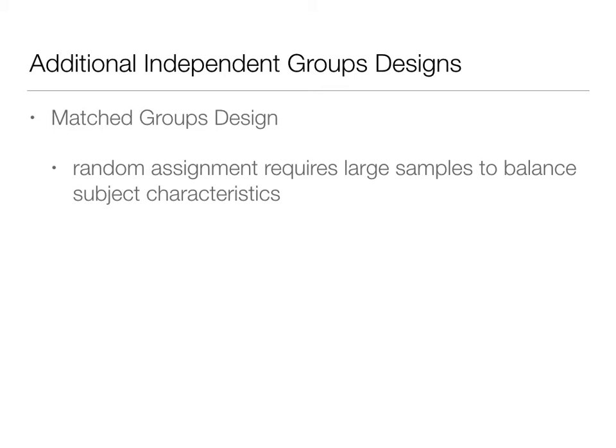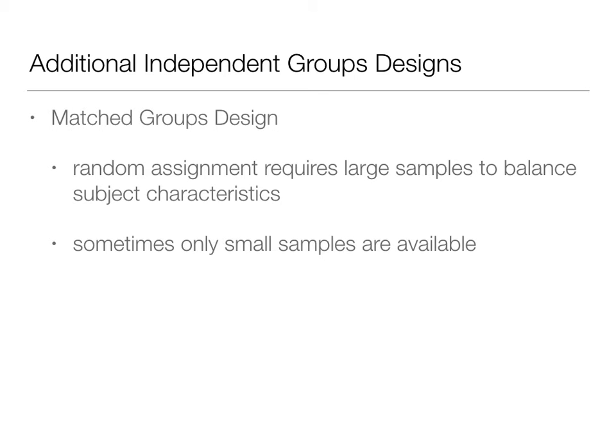So the larger your sample, the more likely you are to be able to balance those subject characteristics through random assignment. But sometimes you can't get a sample that big. Sometimes you just have a small sample. This can be especially true in studies where we're dealing with a diagnosis. That's going to be a much smaller population to begin with, and it's going to be a lot harder to get those people to participate.